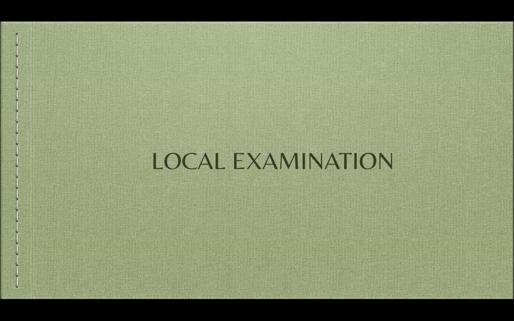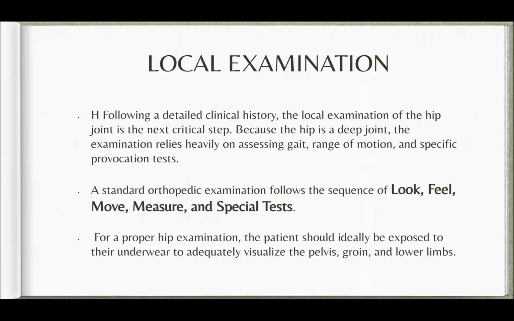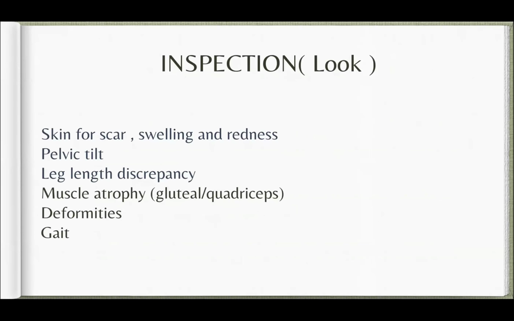Local examination. Following a detailed clinical history, the local examination of the hip joint is the next critical step. Because the hip is a deep joint, the examination relies heavily on assessing the gait, range of motion, and specific provocation tests. A standard orthopedic examination follows the sequence of look, feel, move, measure, and special tests. For a proper hip examination, the patient should ideally be exposed to their underwear to adequately visualize the pelvis, groin, and the lower limbs.